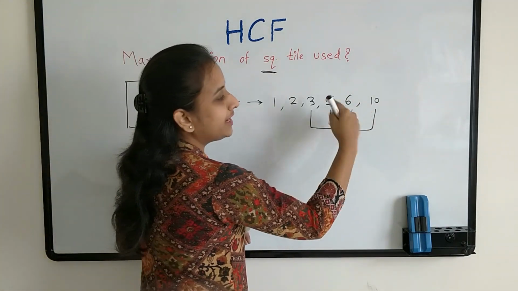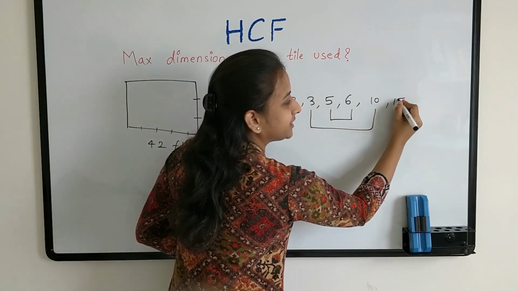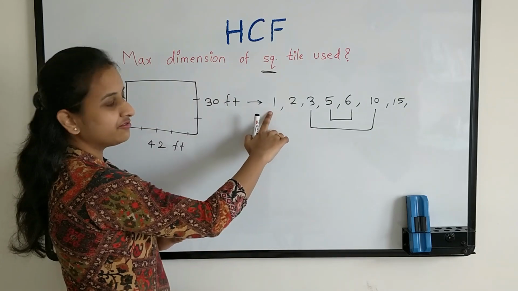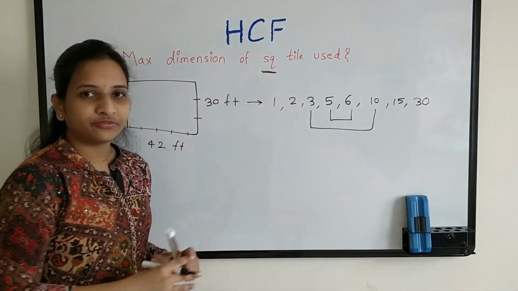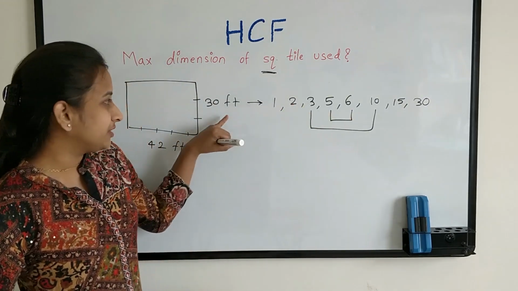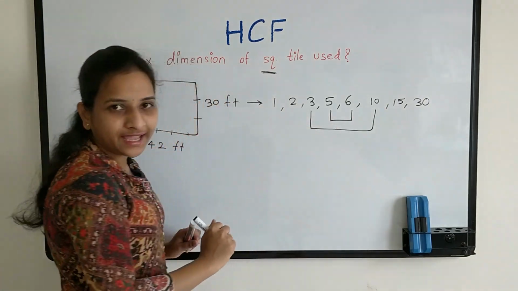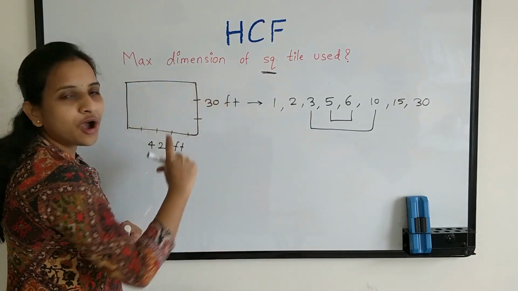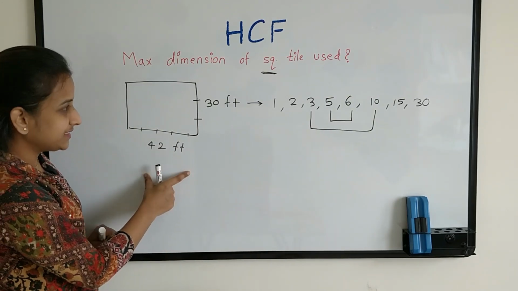Okay. Now, the next factor will be 2 into 15. The next factor will be 1 into 30. So, 30 is a factor of 30 itself. Now, these are the factors of 30. That means these dimensions of square tiles are suitable for this side. Now let's check which tiles are suitable for this side.